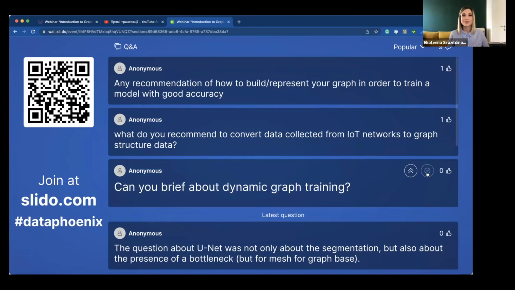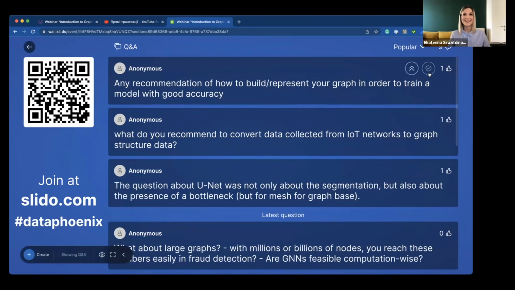Any recommendation on how to build or represent your graph in order to train a model with good accuracy? Well, in order to train a model with good accuracy, you need to experiment with many things. So first of all, you definitely need to build your graph in a specific way. There are hyperparameters controlling accuracy. There is a data set. So there are multiple factors affecting this. So it's not only the architecture which decides here. And depending on the task you have, you might look into different graph architectures, but there is no one-fits-all solution.